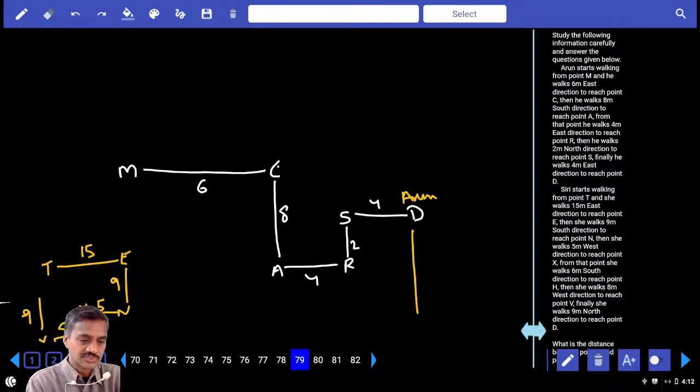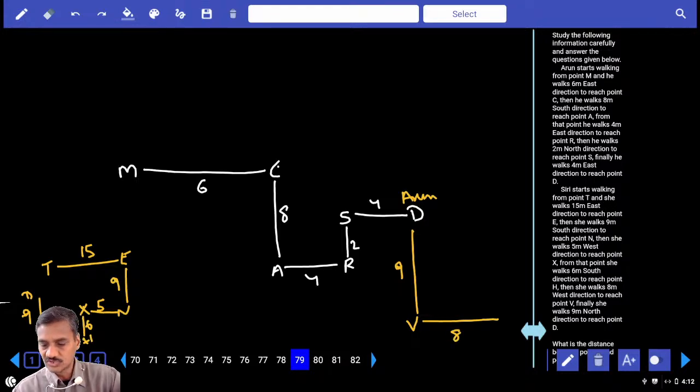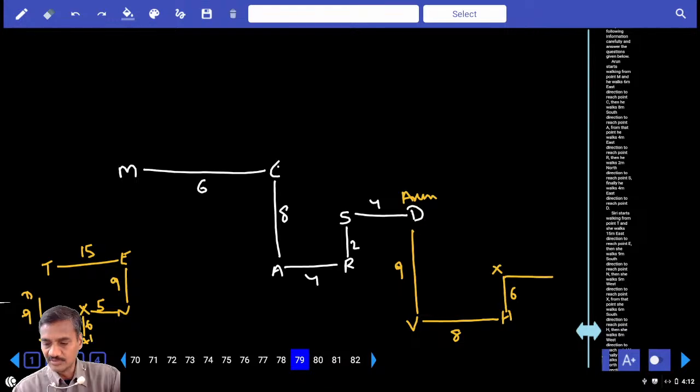Let us move in the reverse direction from D. From D towards south, 9 meters to V. From V towards east, the distance is 8 meters, reaching point H. From H, 6 meters to reach point X. From X, again 5 meters to reach point N. And from here, 9 meters.